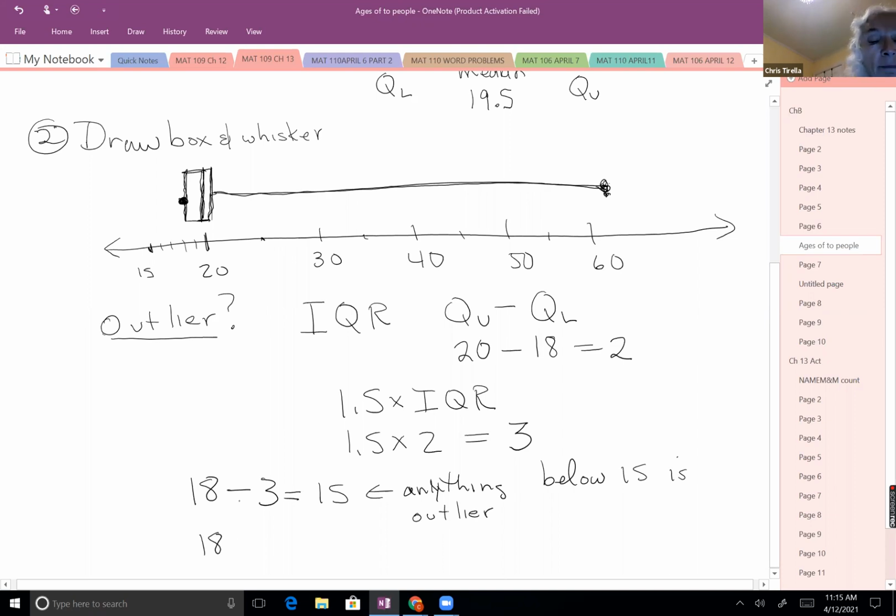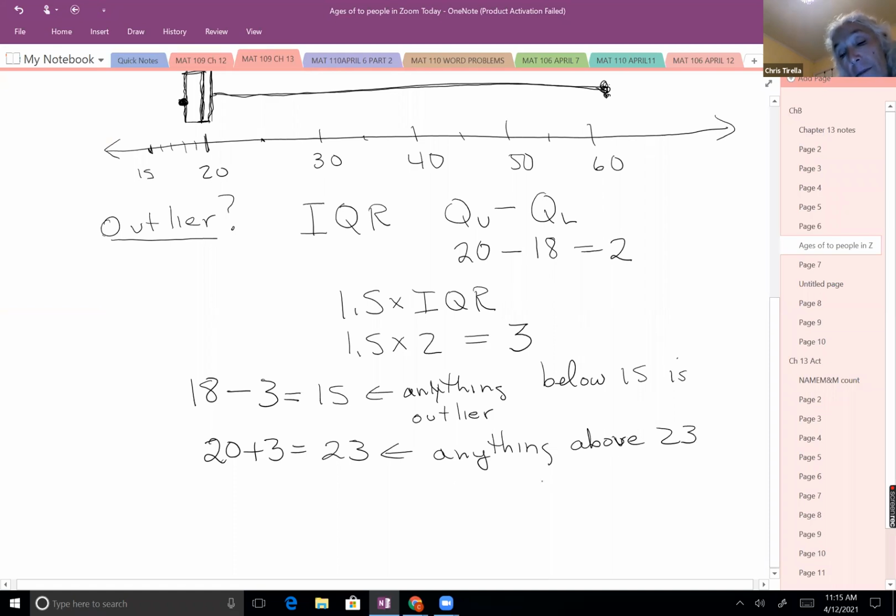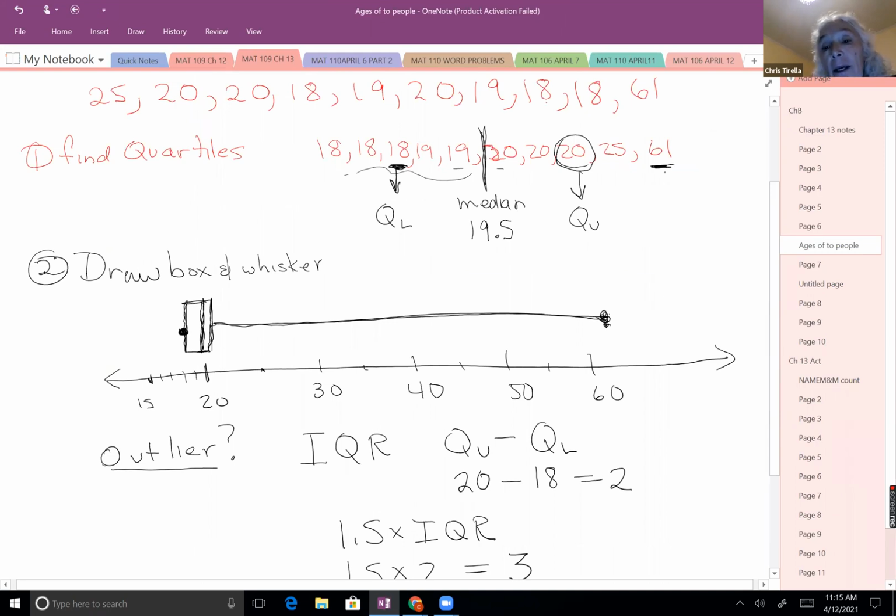And I'm going to take, not 18, I apologize, our upper quartile, which was 20, plus 3 to give me 23. And so anything above 23 is an outlier. And so I guess that means I'd be an outlier, as would the 25. They're significantly further from the rest of the data.